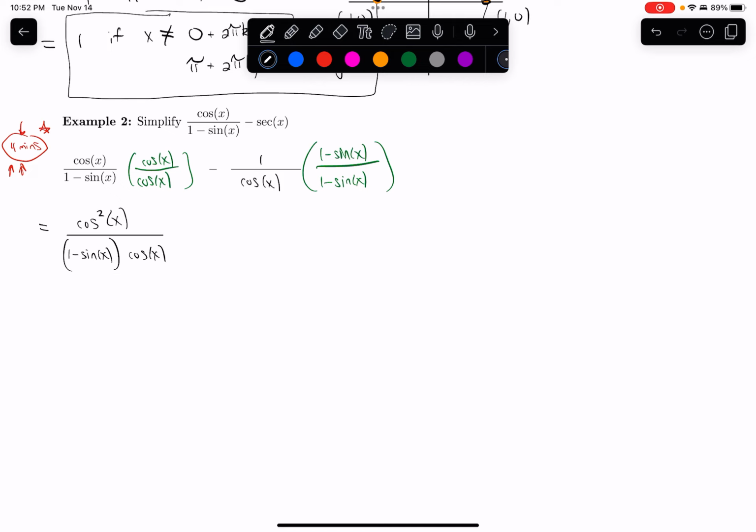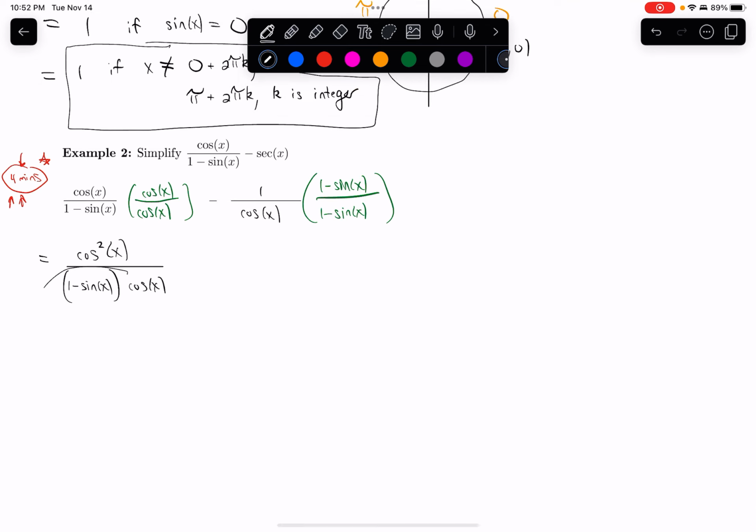Because if something cancels later in the problem, it's helpful to leave that thing factored. All right, and then multiplying out my second set of fractions. The numerator, 1 times something is just the something. So I get 1 minus sine x. And that denominator, I'm going to leave it factored as cosine x times 1 minus sine x. Okay, so I got a common denominator.